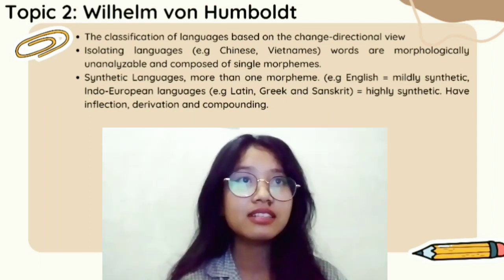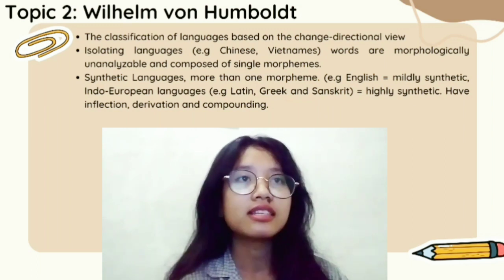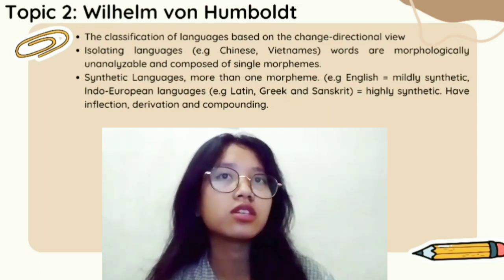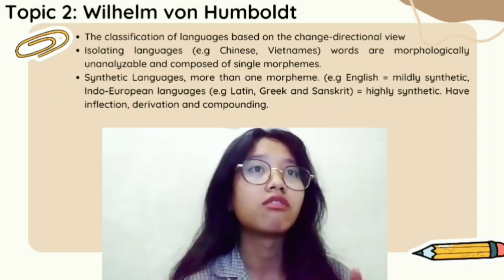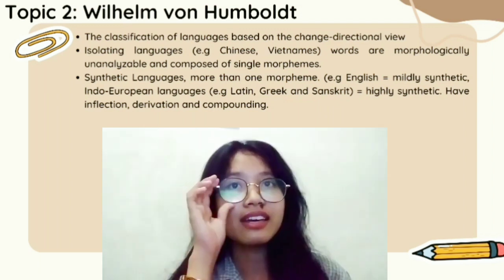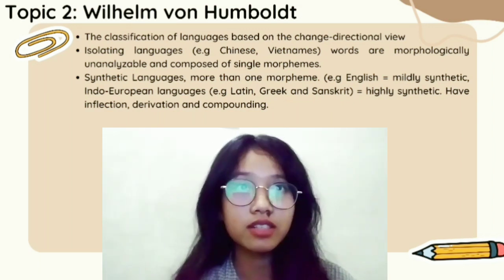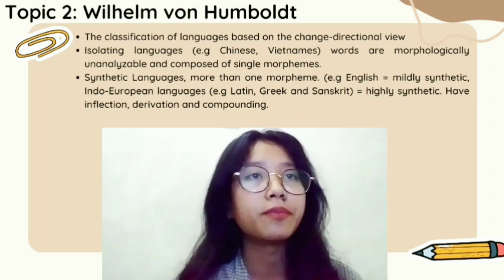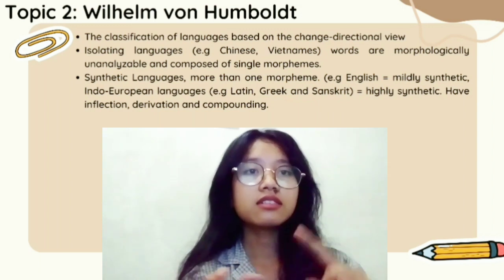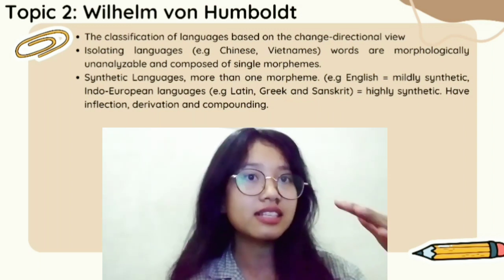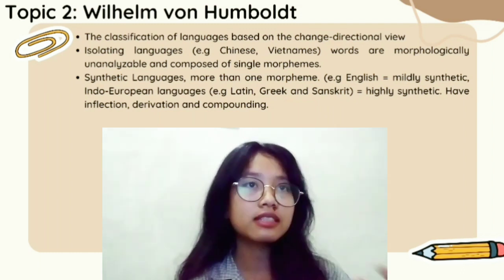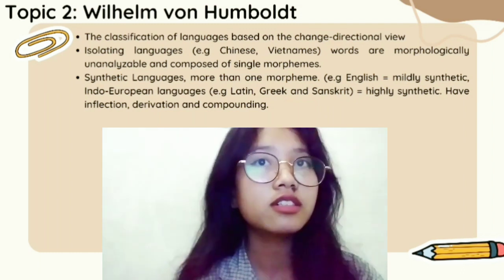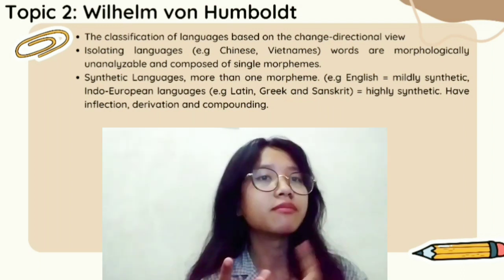And then the second is synthetic language. Synthetic languages are languages in which a word tends to consist of more than one morpheme. English is a mildly synthetic language, while older Indo-European languages like Latin, Greek, and Sanskrit are highly synthetic. These languages have plenty of inflection, derivation, and compounding.